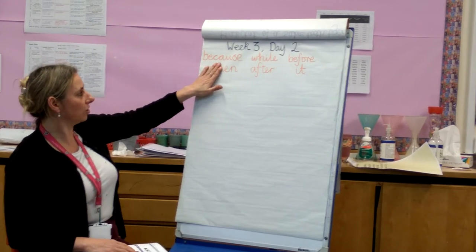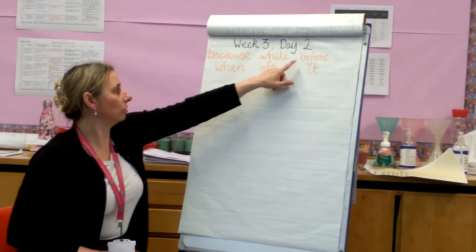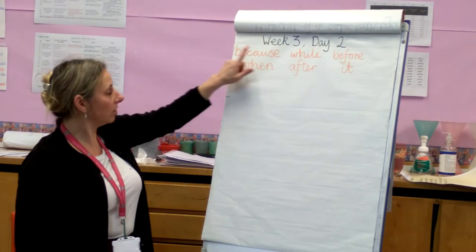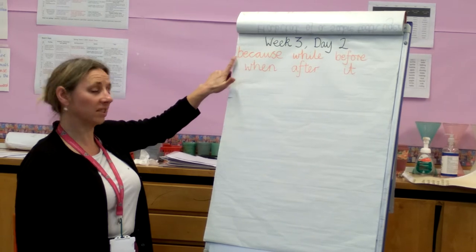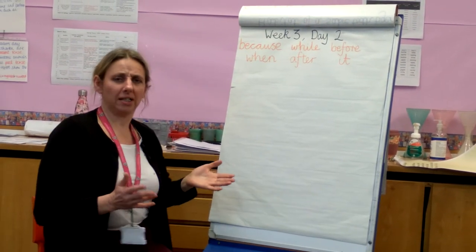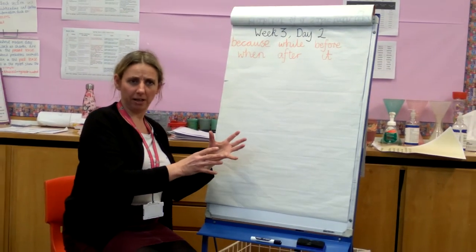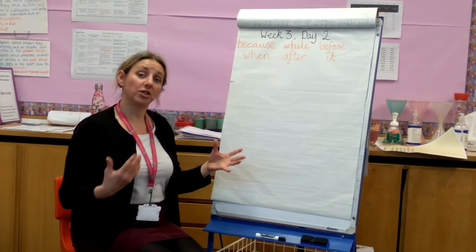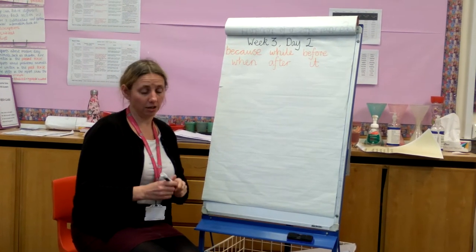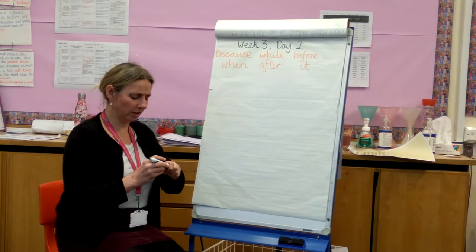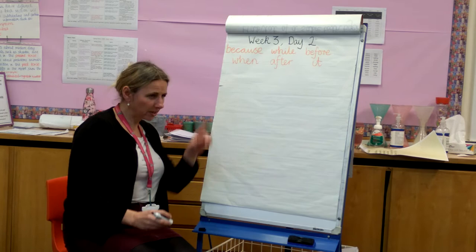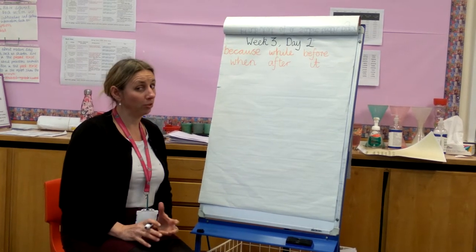So we've got because, while, before, when, after, and if. So I'm going to use because to start off with. That's a nice easy one. So I need two parts of my sentence. I need an action that's happening, and then because of that action, something else is going to happen. So I'm going to use a sentence about volcanoes. So I'm going to think, if I lived in a village and the volcano was about to erupt, if I could see smoke in the distance, I would probably run away.